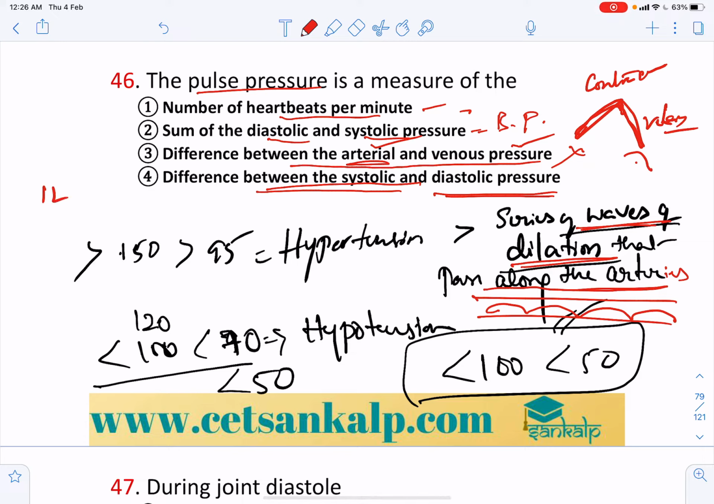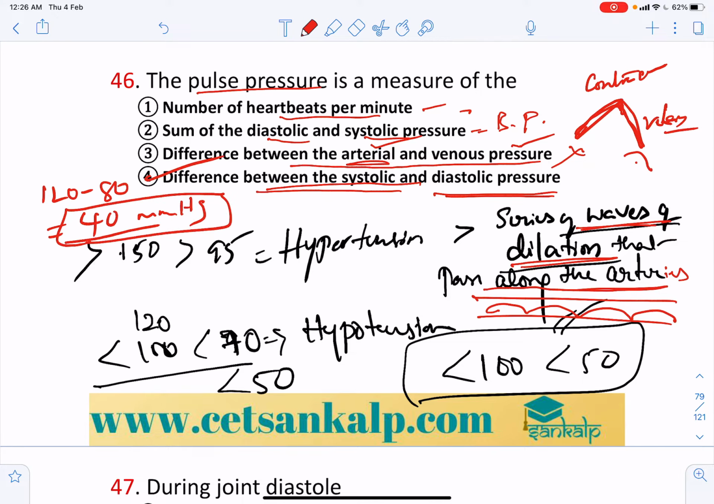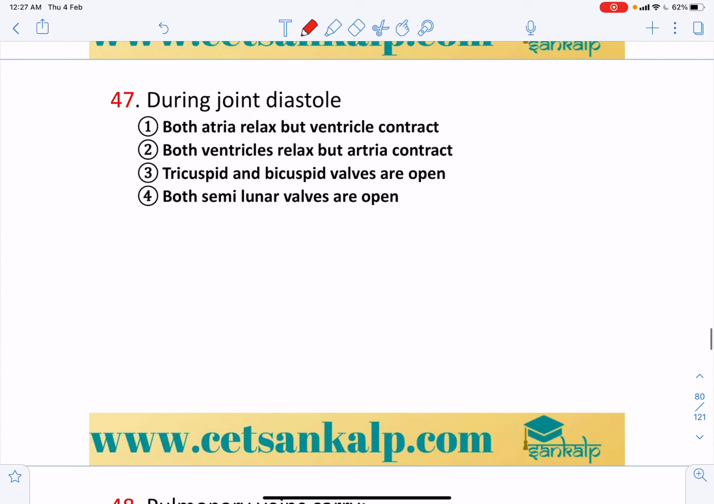What is that? 120 minus 80. Generally, whenever we're going to calculate this, 120 minus 80, then we'll get 40 mmHg. So this gives the pulse pressure. What is pulse pressure? That is 40 mmHg. What is diastolic pressure? That is 80 mmHg. What is systolic pressure? 120 mmHg.